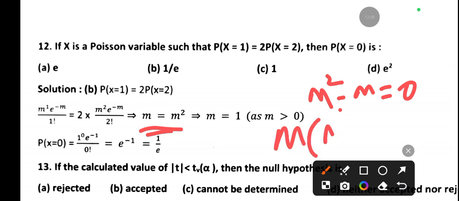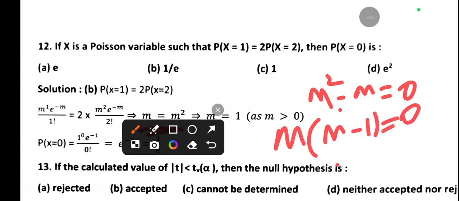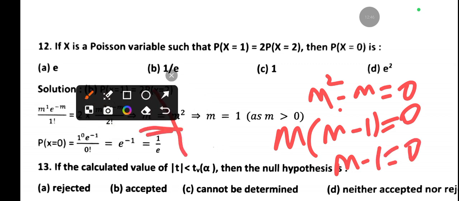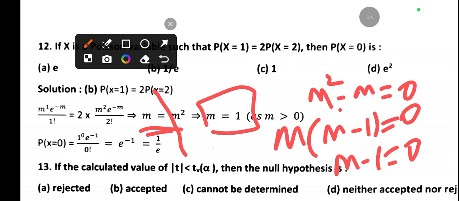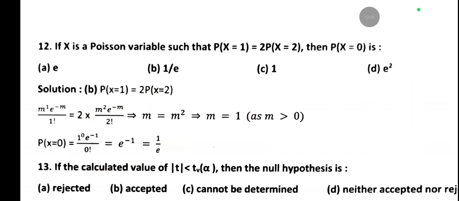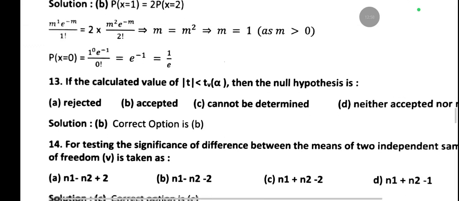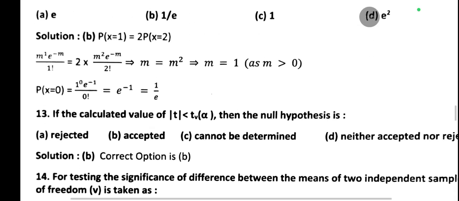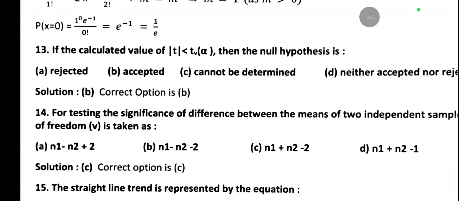Take m common, m minus 1 equals 0. M is greater than 0, so we have to consider only m minus 1 equal to 0. So m equals 1. When we got the value of m, the lambda, as 1, substitute in the formula and get e power minus 1, that is nothing but 1 by e. Option B is the answer.